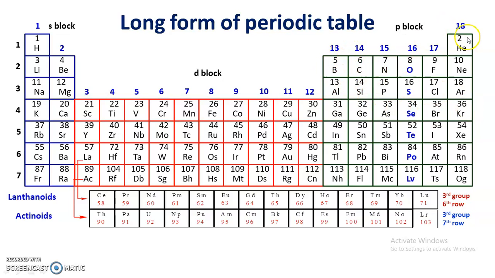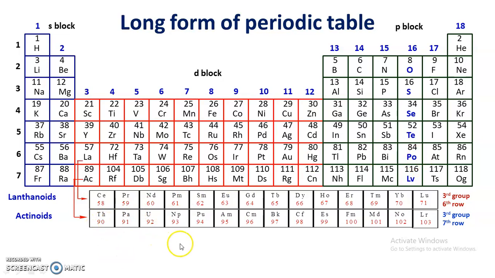Group number 13 to group number 18, all these elements are called p block elements, because in these elements the p orbital is in the process of filling. And as I said, group 16 elements, that is oxygen, sulfur, selenium, tellurium, polonium and livermorium, are p block elements. In these elements, the outermost electron enters the p orbital.